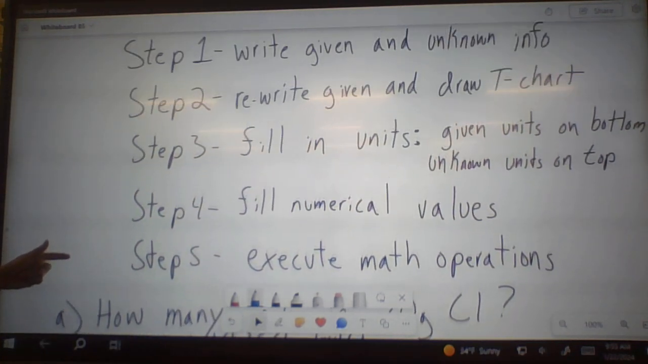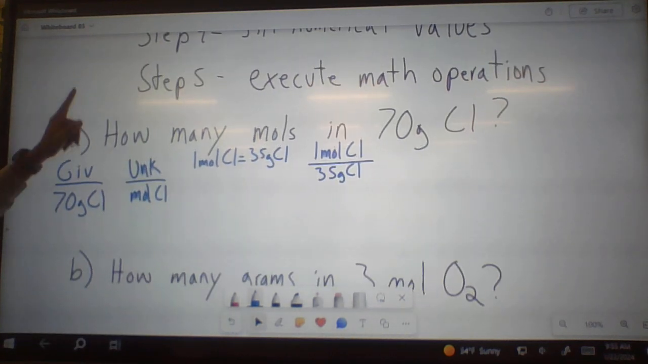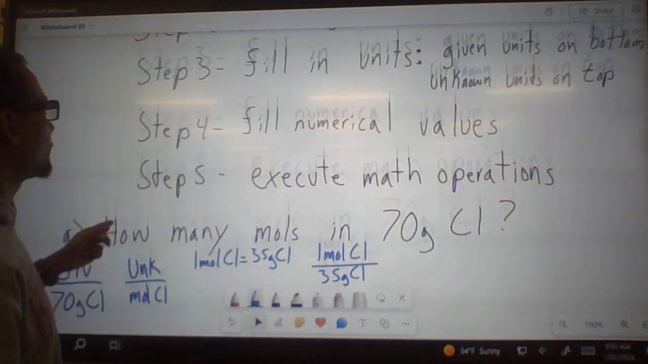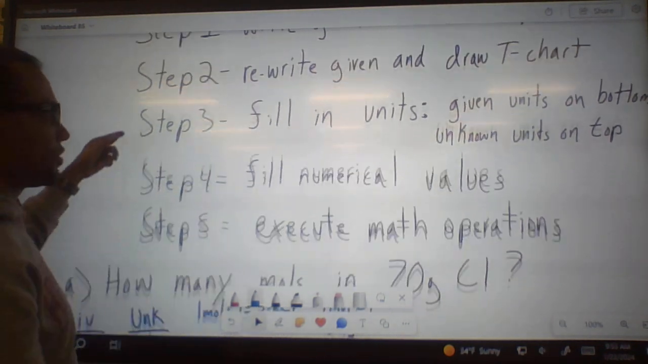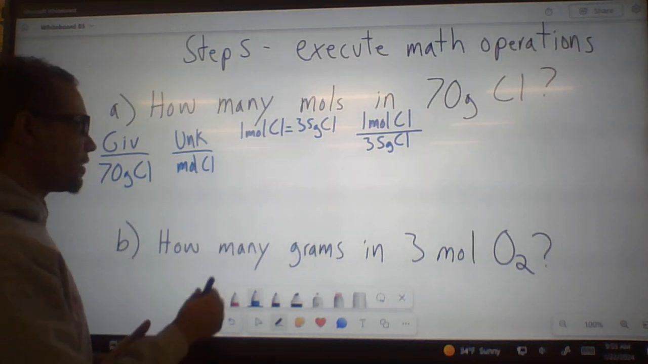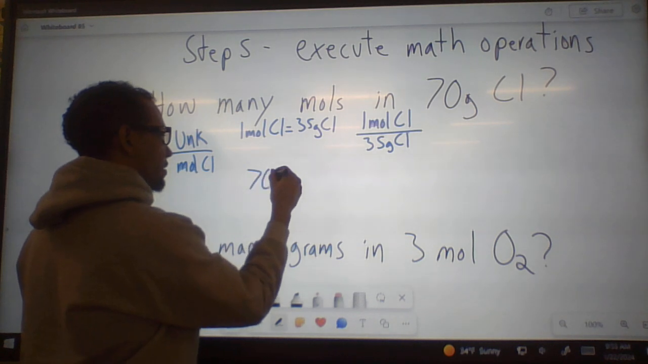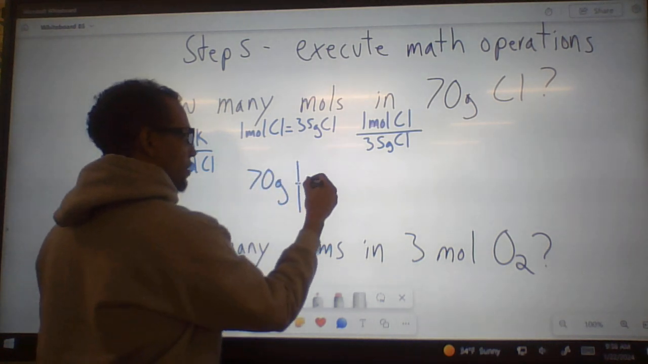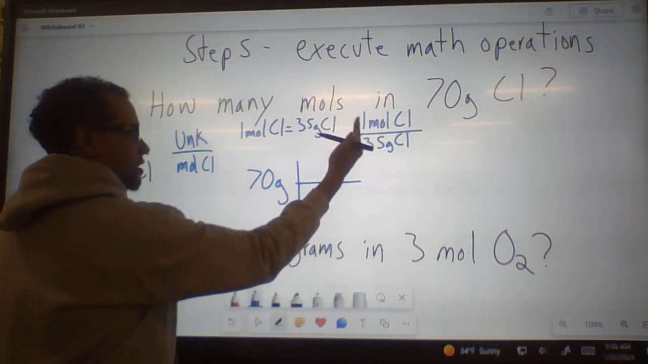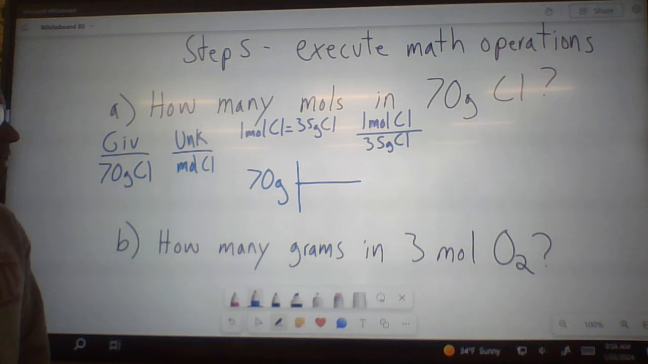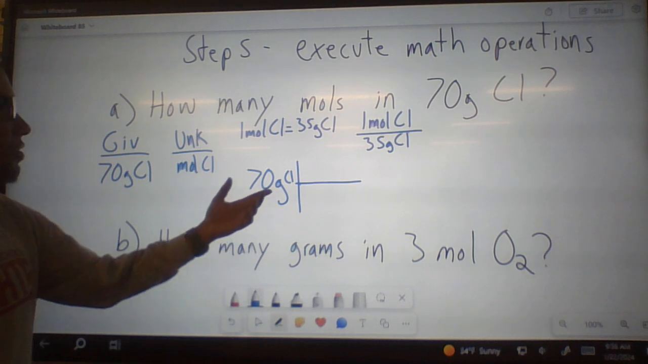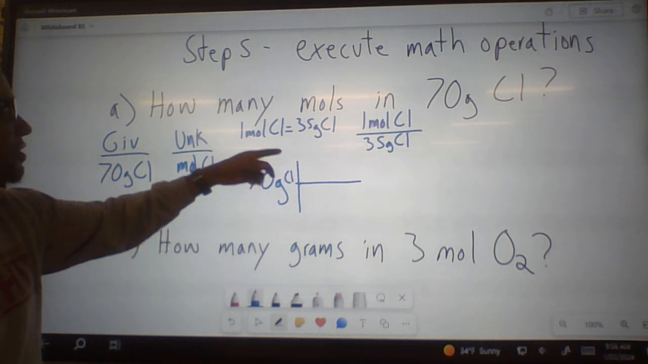Step number one says write given and unknown information. We have step one. I pulled out some information that we needed to do the conversion. Step number two, rewrite given and draw your T-chart. My given is here, I'm just going to rewrite it. This isn't science, this is just matching. A T-chart is just a capital T that fell over to your left. So, 70 grams of chlorine and a T-chart. I rewrote my given information and drew a T-chart.